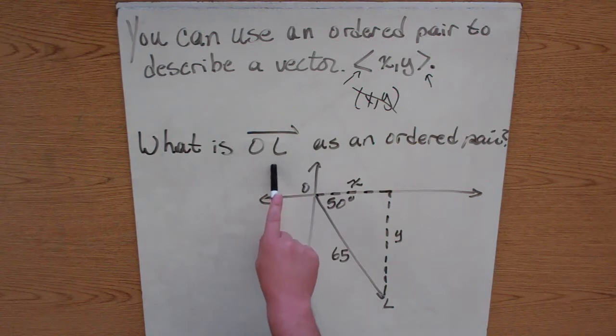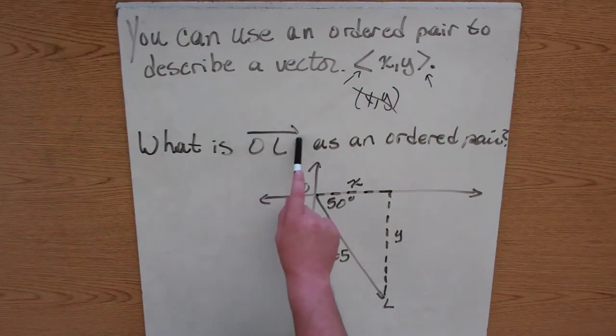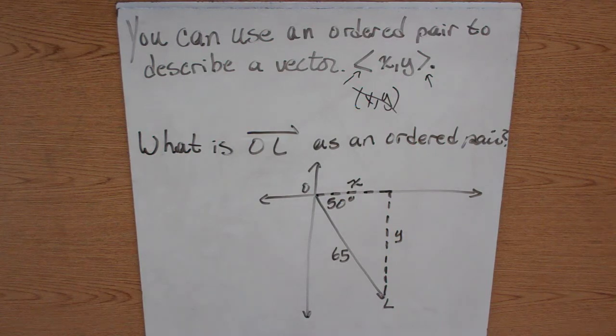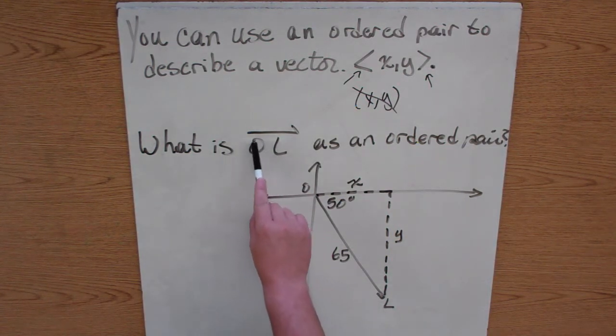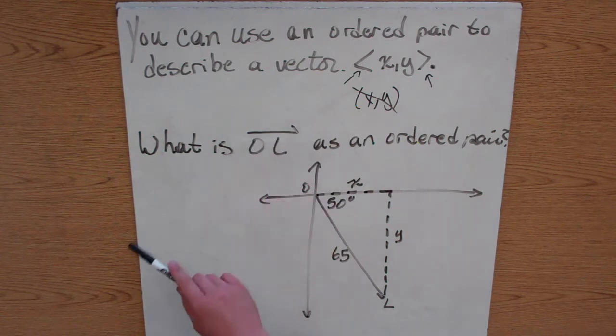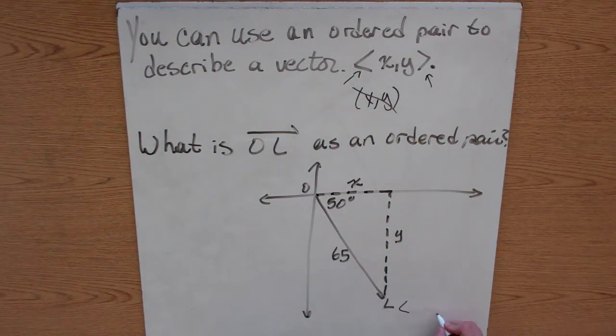This is how you represent a vector. Alright? You have just a single-sided arrow above your line. And that indicates that your line is a vector. So OL is a vector because we have a single-sided arrow above it. Okay? So now to find the ordered pair, of course, we need an x value and a y value. We know our y value is going to be negative because it's below the x-axis. So we know our y value is going to be negative.